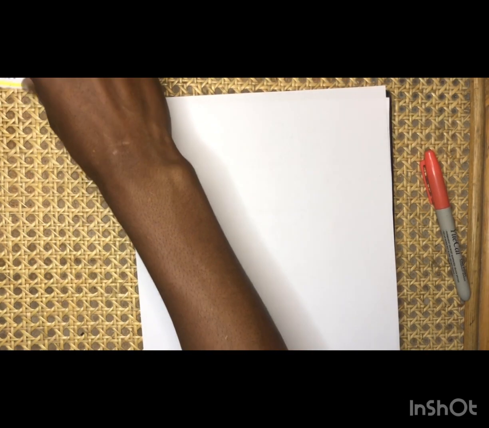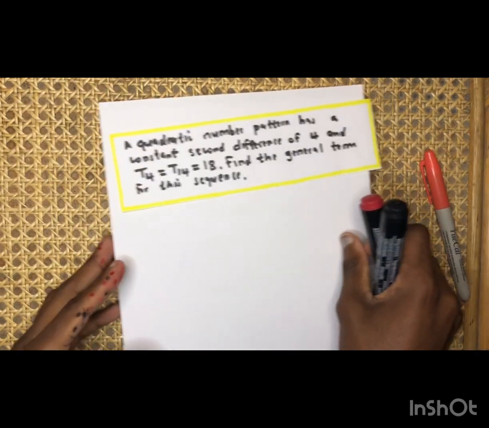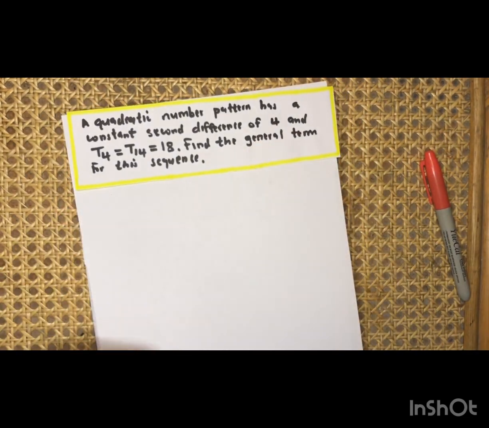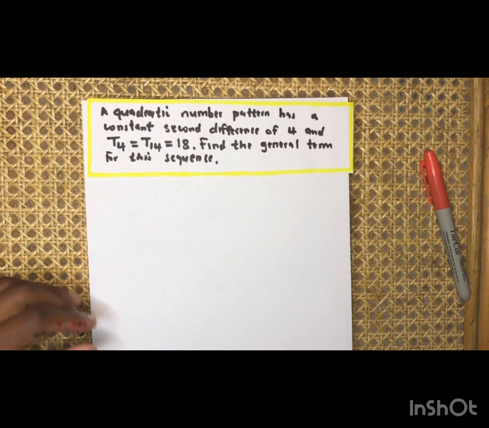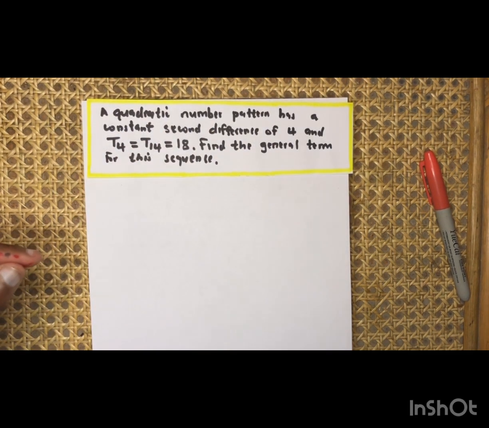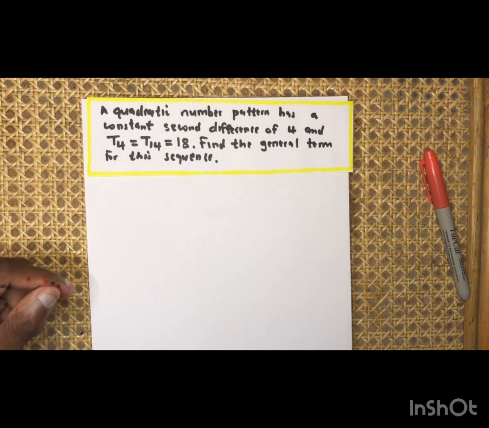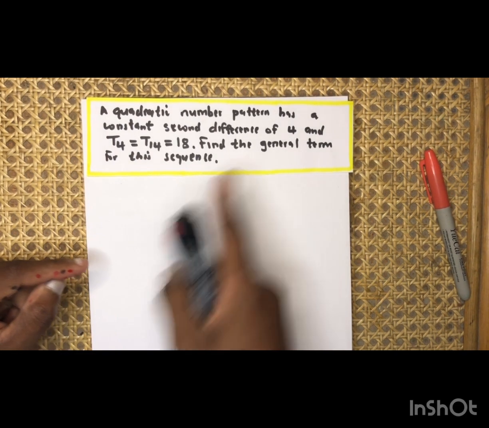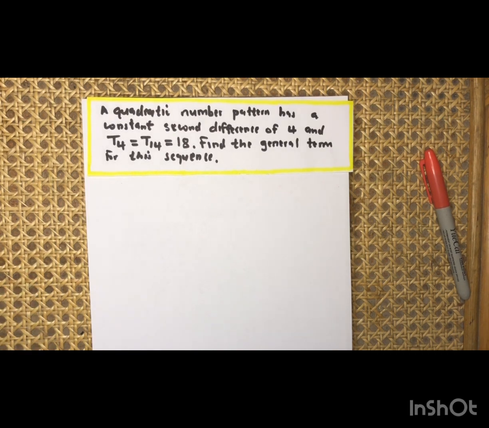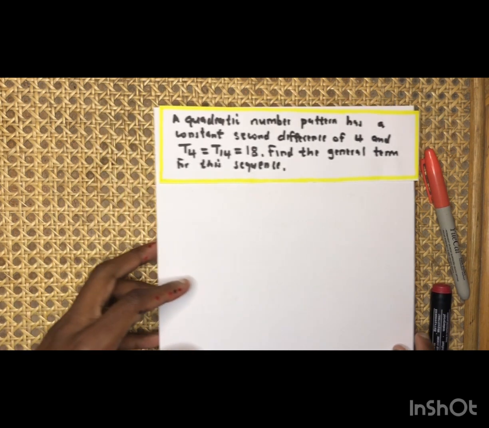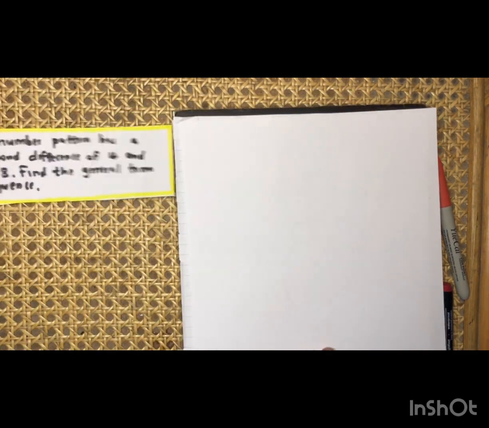So let's go to the next question. Remember, guys, you can pause the video and try to attempt the question on your own. So we're given this question. They say a quadratic number pattern has the constant second difference of 4 and T4 is equal to T14 is equal to 18. Find the general term for this sequence. Alright, so this is easy, guys. You can get it from this puzzle.